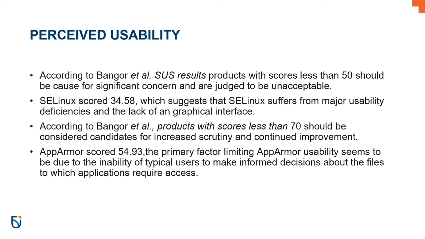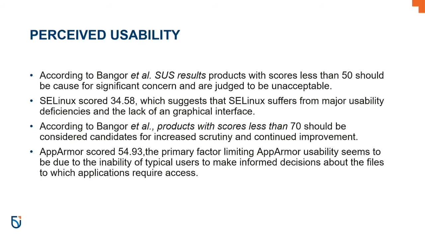Perceived usability. According to Brooke et al., products with SUS scores less than 50 should be a significant concern and are judged to be unacceptable. SELinux scored 34.58, which suggests that SELinux suffers from major usability deficiencies and the lack of a graphical interface. Products with scores less than 70 should be considered candidates for increasing scrutiny and continued improvement.